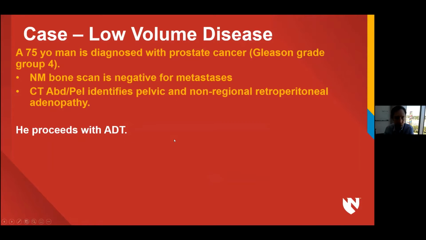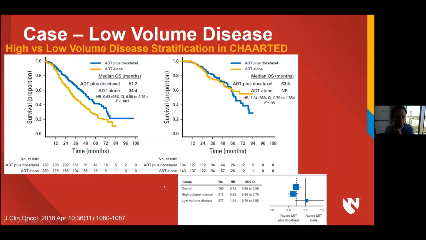So again, he proceeds with the treatment with ADT. So how might this case be different than the case I just demonstrated with presenting with high volume disease with multiple bone metastases? So back to the CHARTED study.